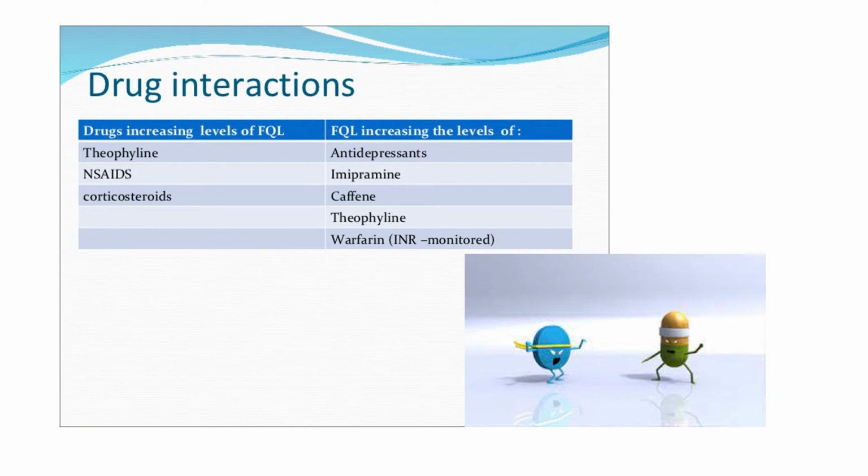Drug interactions. I told you one is about this enzyme inhibition. Here I am talking about drugs which increase the level of fluoroquinolones. This will be increased by NSAIDs and corticosteroids, leaving apart theophylline. Just remember NSAIDs and corticosteroids will increase fluoroquinolone level. While by enzyme inhibition, the levels of the antidepressant imipramine, caffeine, theophylline, and warfarin will increase because fluoroquinolone inhibits the metabolizing agents. So special note should be made when you combine any fluoroquinolones with these drugs.